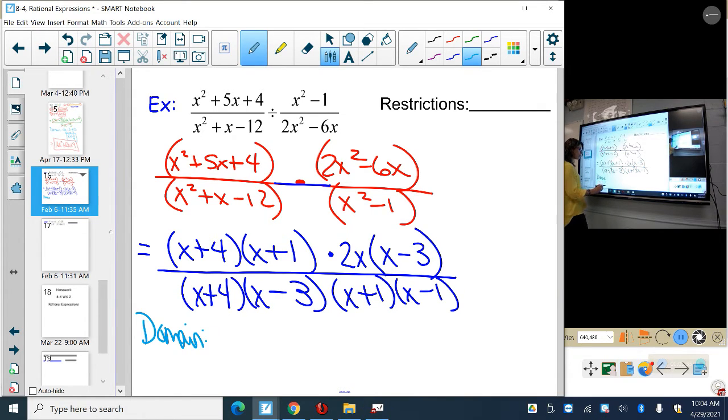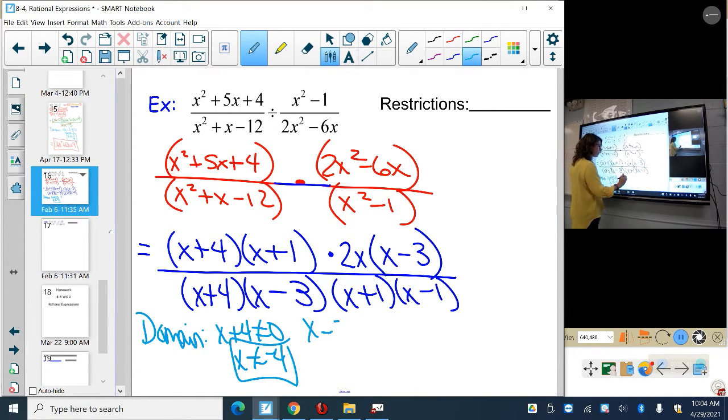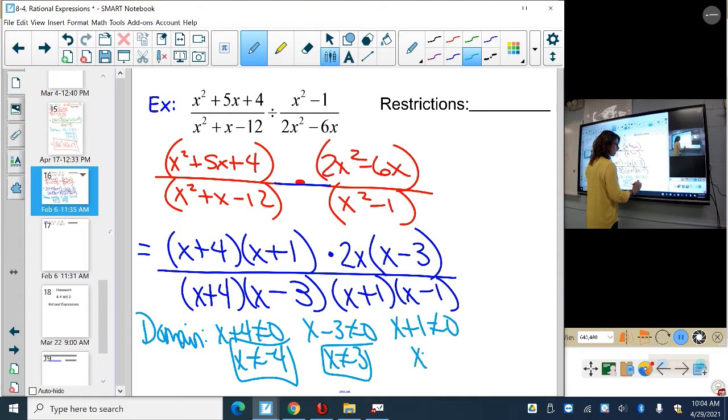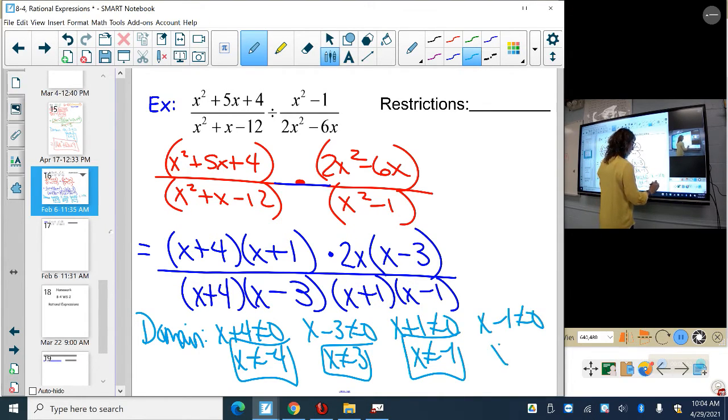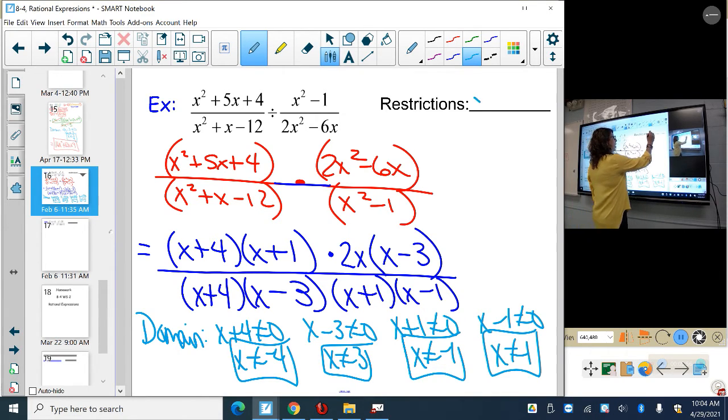My domain restrictions are going to come from x plus 4 cannot be 0, so x cannot be negative 4. X minus 3 cannot be 0, so x cannot be positive 3. X plus 1 cannot be 0, so x cannot be negative 1. And x minus 1 cannot be 0, so x cannot be positive 1. So those are your restrictions. So x cannot be negative 4, 3, negative 1, and 1.